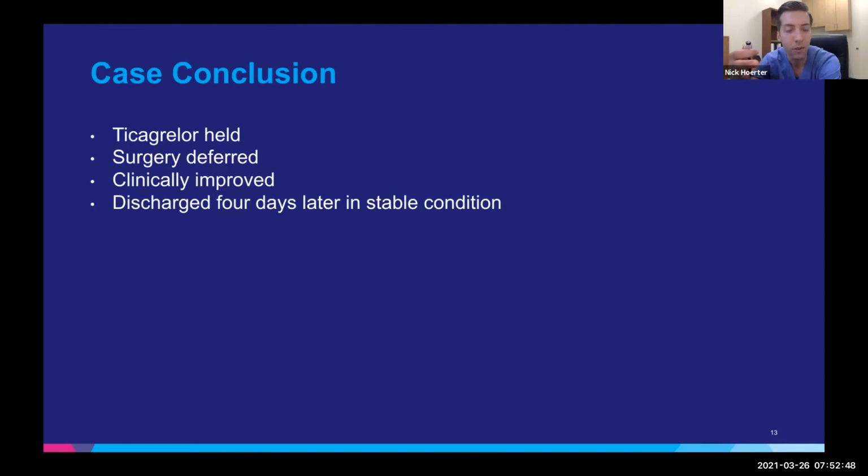So her ticagrelor was held. At this time, because of the bleeding and the risk for further bleeding with surgery and the fact that she was improving clinically with conservative management, surgery was deferred. And then she was discharged a few days later. She has been subsequently seen in clinic doing totally fine with the biliary stent. And then yesterday, we actually took out the biliary stent. There was no more bleeding, swept a little sludge from the duct, and she's doing totally fine in the outpatient setting.